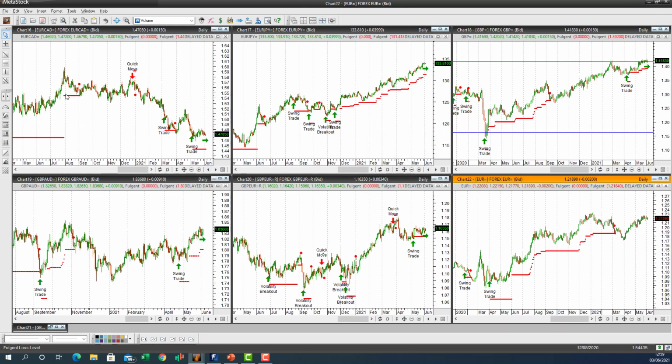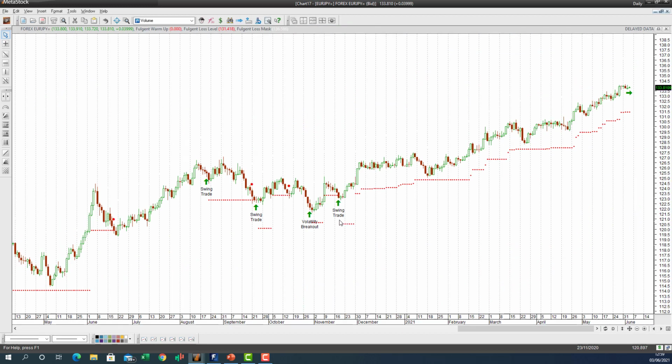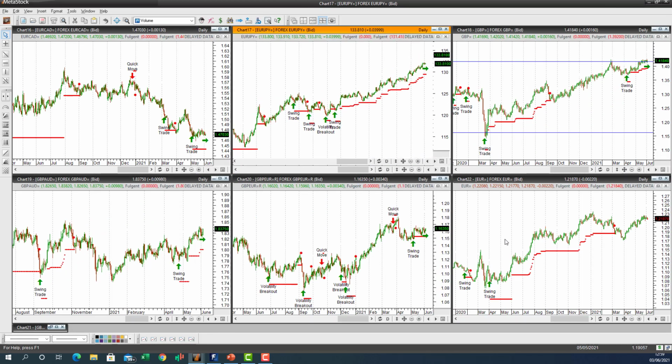If we go back to the main one, Euro CAD, also a couple of choppy trades there, but nevertheless we've got a swing trade there. Euro Yen, also a fantastic trade there. You can see another swing trade, it just kept going. It's still long in that one. So fantastic trades from an artificial intelligence perspective on the Euro Yen. Fantastic AI trades.